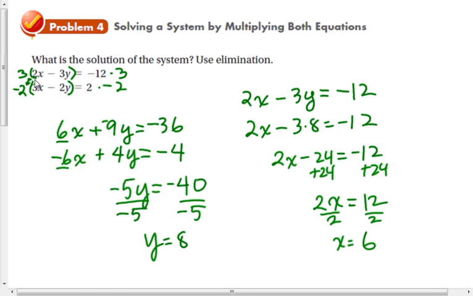And then the last thing I should do is check and make sure it works in the other equation. So 2 times 6 minus 3 times 8 should equal negative 12. And that's 12 minus 24, which equals negative 12, so I'm good. All right, you try that.